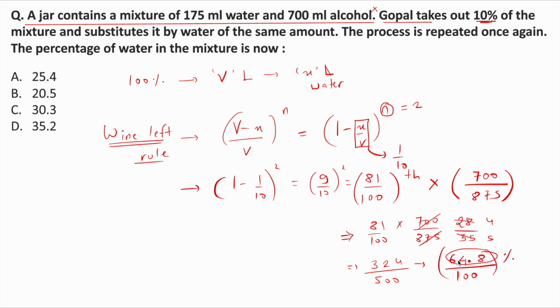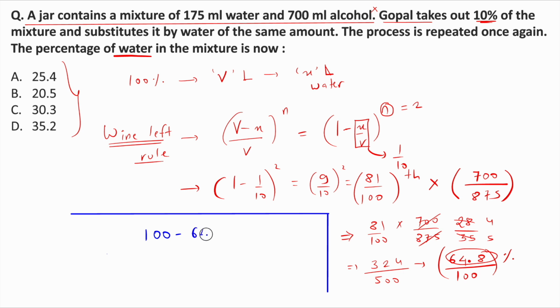Now at this point, if you don't read the question carefully, you will be confused because 64.8 is not there in any of the options. But they're not asking you the percentage of alcohol in the mixture. They're asking you the percentage of water. So finally, the percentage of water will be 100% minus 64.8%, and that should be 35.2. The final content of water in the mixture is 35.2%. It is very clearly our D option.